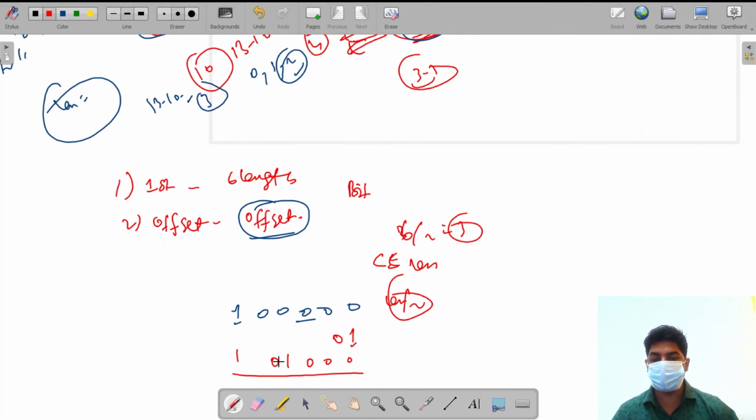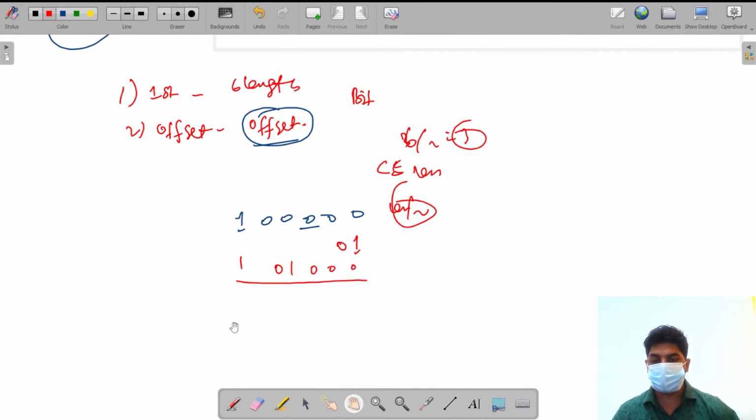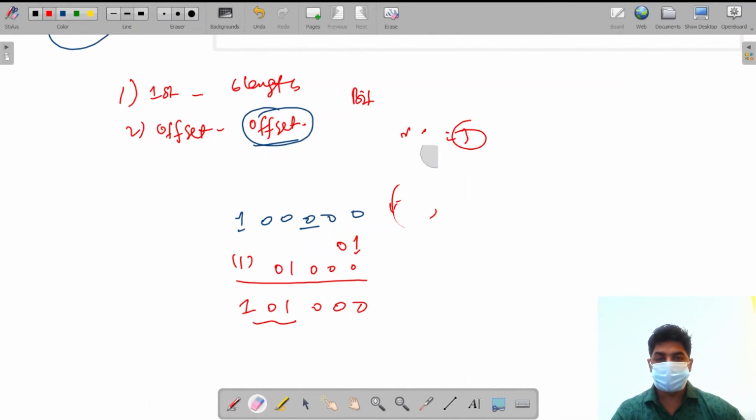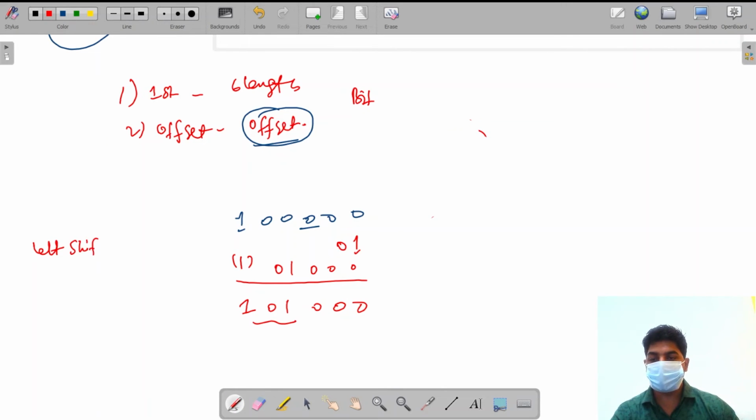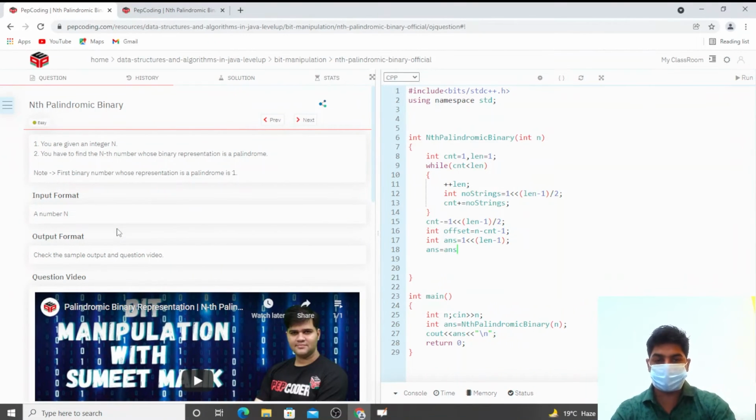Okay, now if we perform the OR operation, what will we get? We will get 1 0 1 0 0 0. We will be able to get these 0 1 bits over here. So what we have to do is perform left shift by length by 2. So let's do that. Answer equals answer OR (offset left shift length by 2). Okay, so we got this.